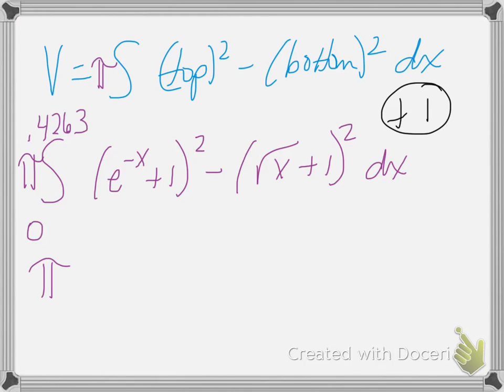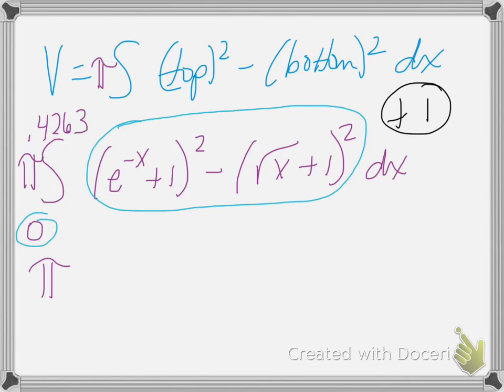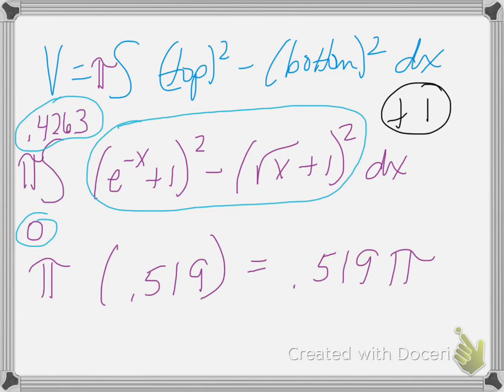And then you're going to go to the calculator and do math9, put this whole thing in, make sure you do your parentheses right, comma x, comma 0, comma 0.4263. And when you put that in your calculator, you will get 0.519. But it's still being multiplied by pi. You're not going to do that in your calculator, and your final answer will be 0.519 pi. And that's equal to 3 points.